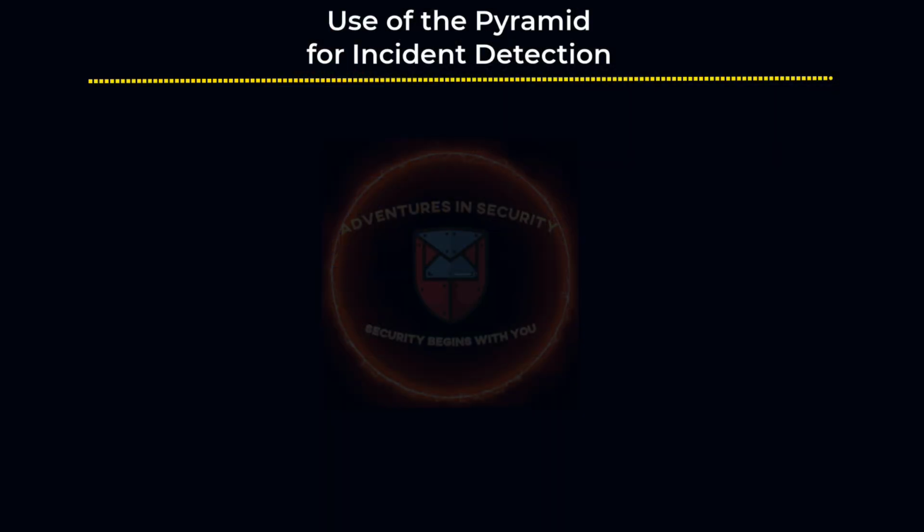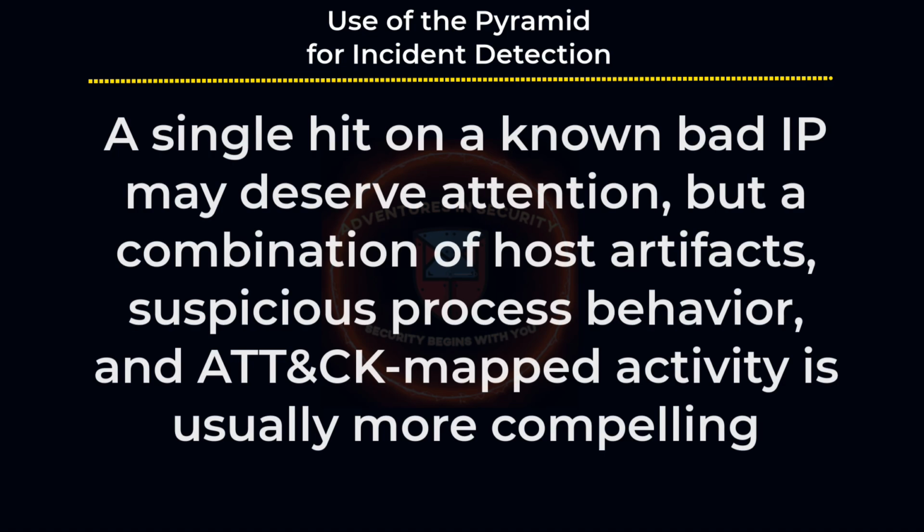In incident detection, the Pyramid of Pain works as a prioritization model. When alerts come in, we do not treat every signal as equally meaningful. A single hit on a known bad IP may deserve attention, but a combination of host artifacts, suspicious process behavior, and attack-mapped activity is usually more compelling. NIST's CSF 2.0 says that the detect function is about finding and analyzing possible attacks and compromises, while respond is about taking action on detected incidents. The pyramid helps connect those functions.